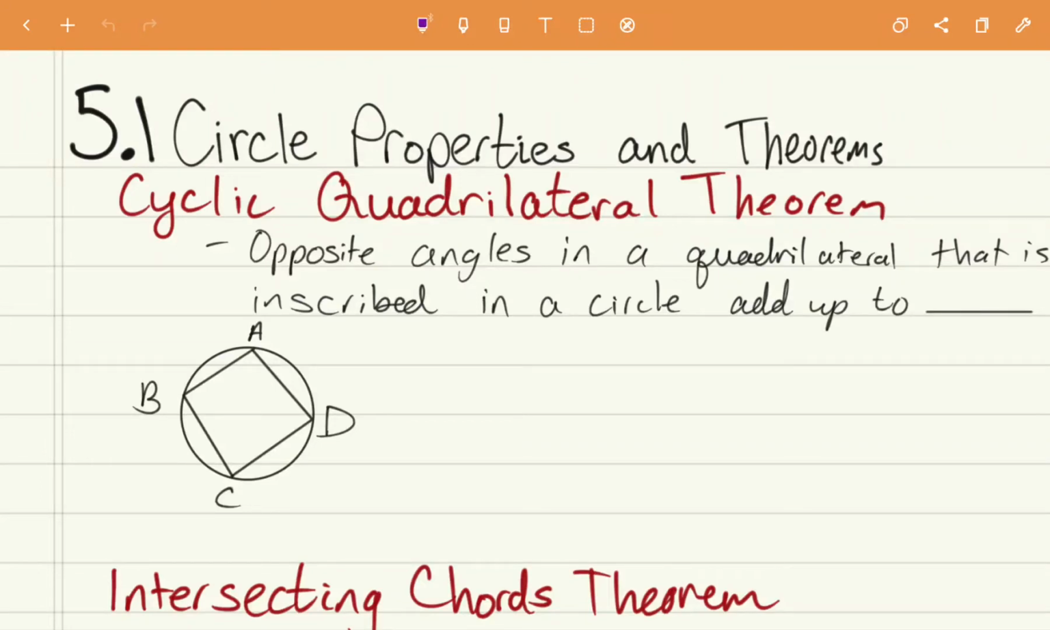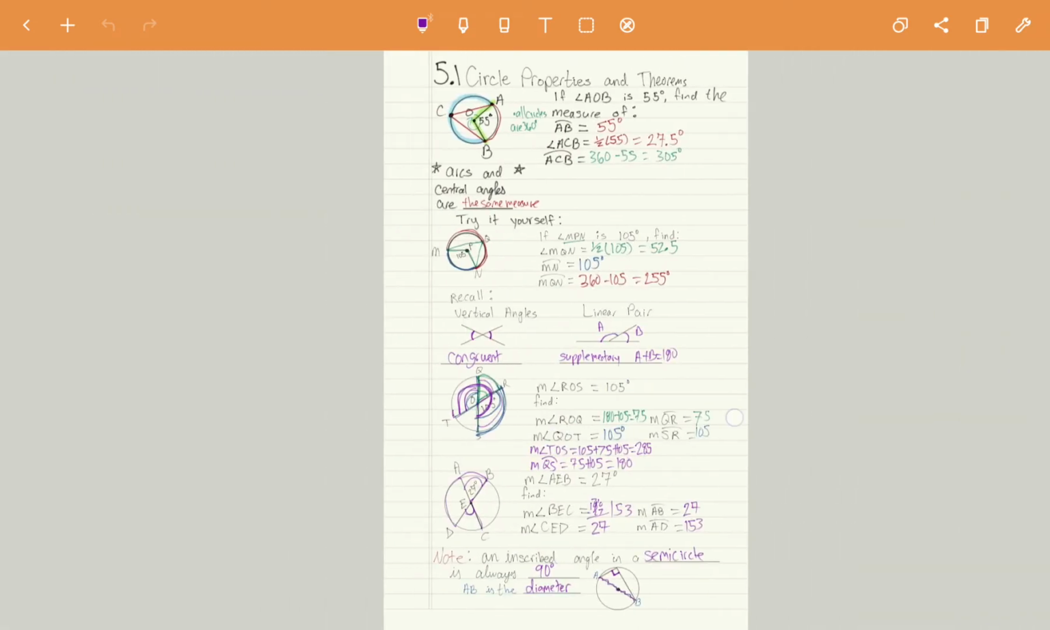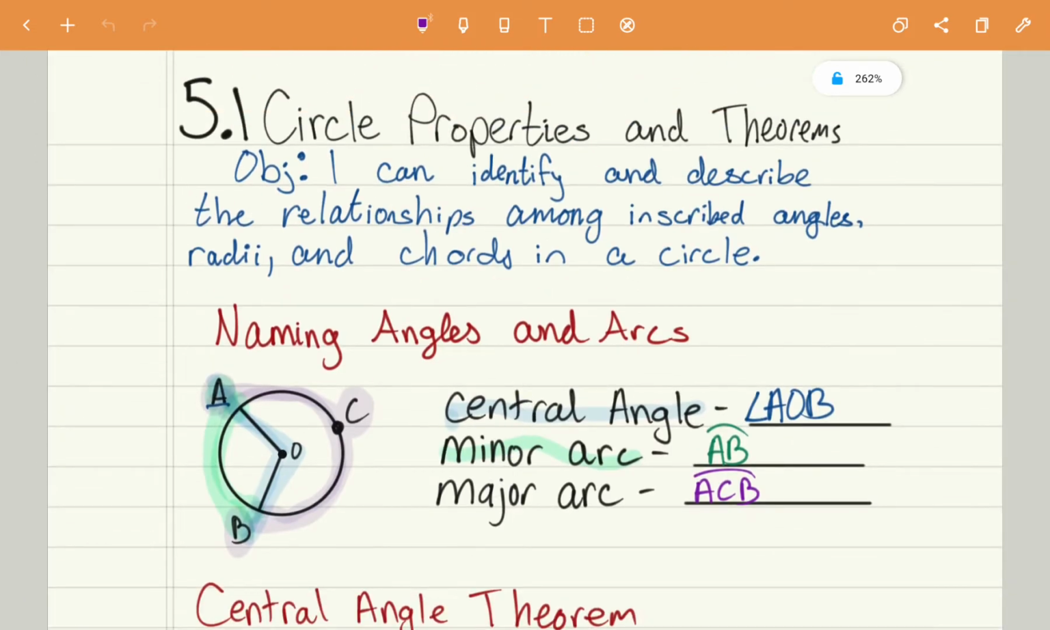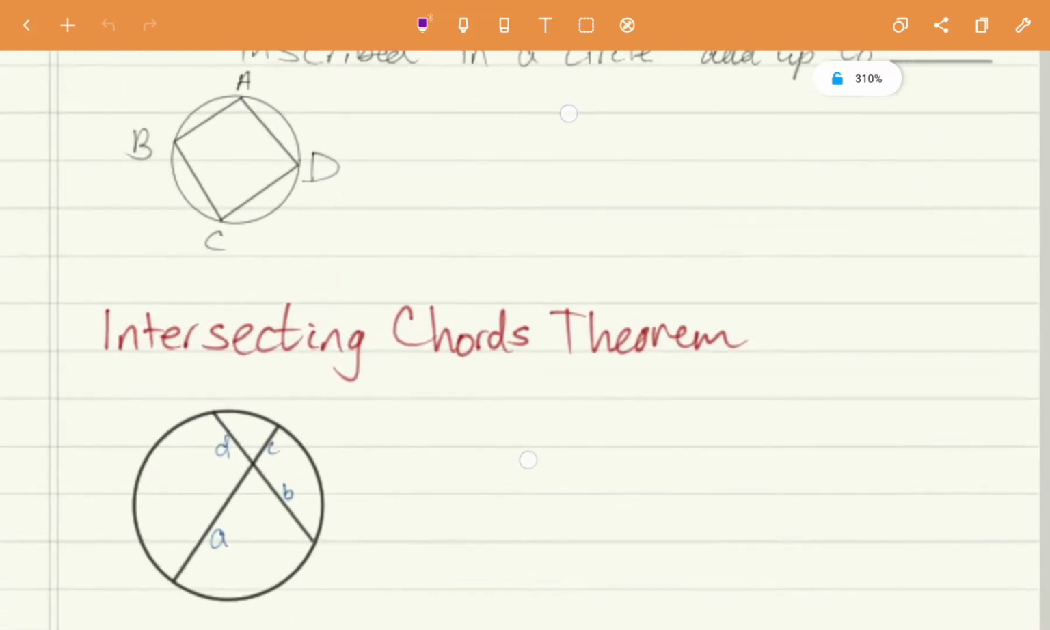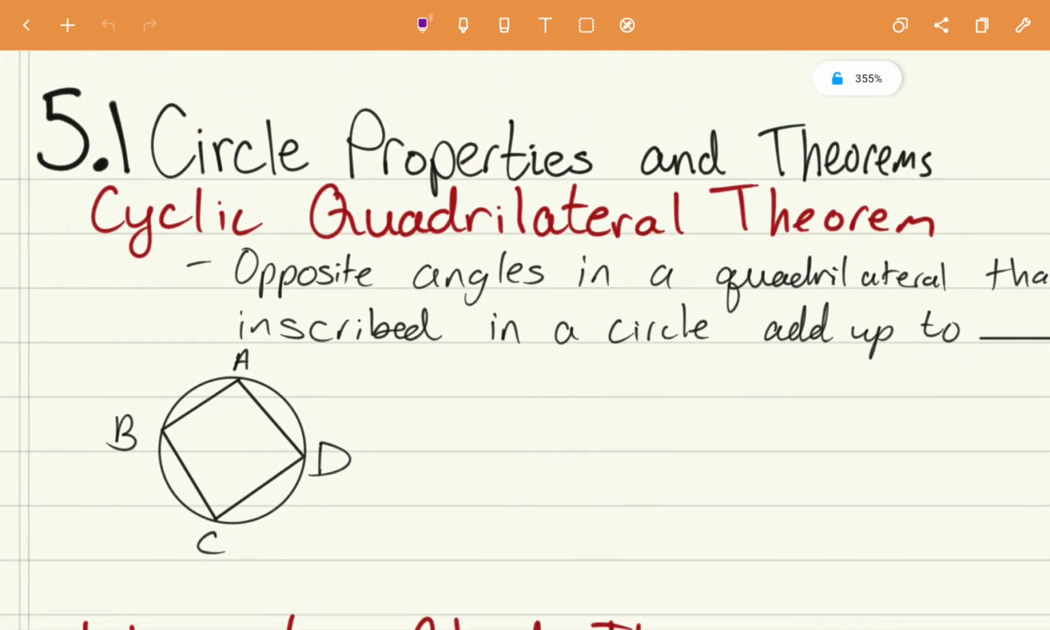Hello, this is Miss Goodwin, and today we are continuing to cover Objective 5.1, Circle Properties and Theorems. The objective is that we can identify and describe the relationships among inscribed angles, radii, and chords in a circle. In the previous video, we looked at the central angle theorem and used that to find angle measures and arc measures. In this one, we are going to be covering a few different theorems to find other angles and then finding the lengths of segments inside of a circle along with arc length and sector area.